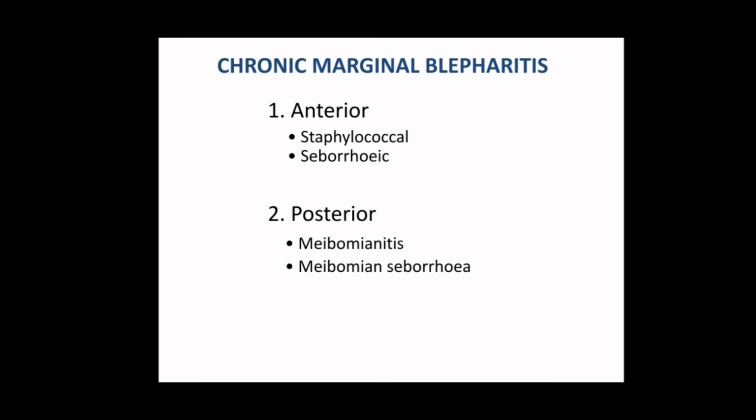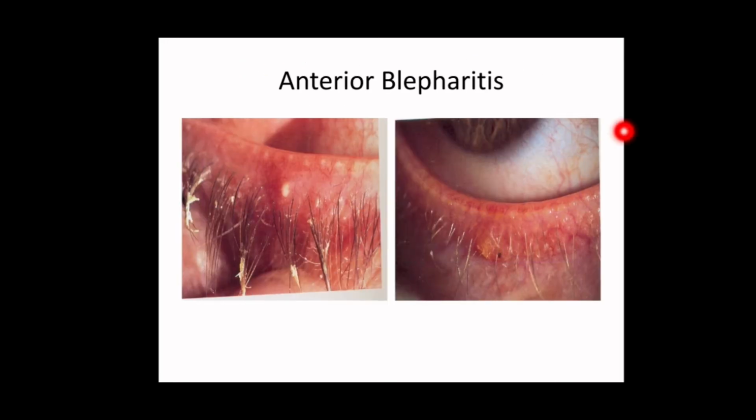Chronic marginal blepharitis is of two types, anterior and posterior. Anterior is again divided into staphylococcal and seborrheic. Posterior is again divided into two, meibomianitis and meibomian seborrhea. This is a picture of anterior blepharitis.